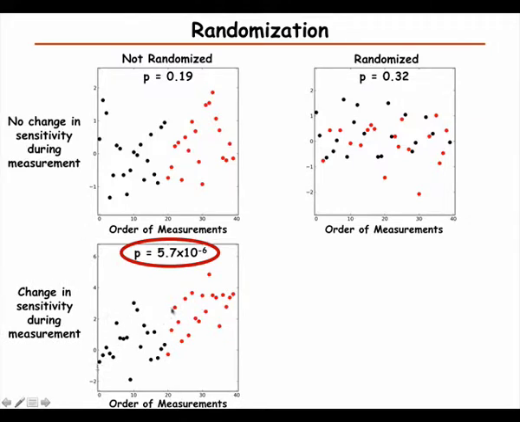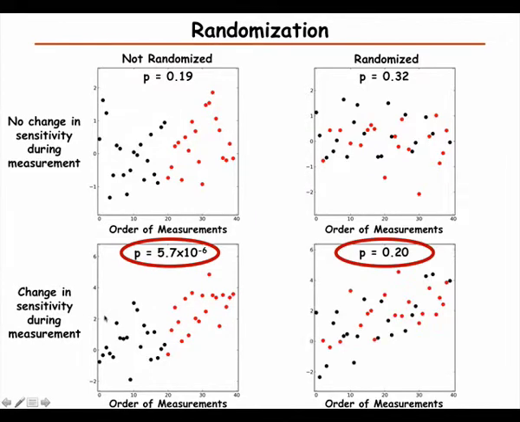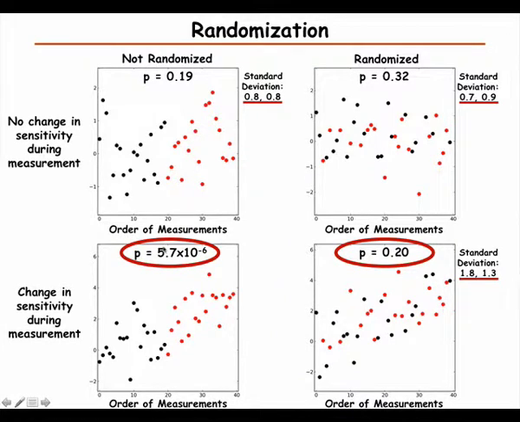But let's say that we have a linear change in sensitivity, so in this case the instrument becomes more sensitive after a while. If we don't randomize the order, we get a very low p-value, so there's seemingly a big difference here. But if we had randomized the order, we would have gotten a high p-value, although the standard deviations, of course, would have been much bigger, because we have this linear trend. And we definitely don't want this to happen, because we would get a false result. So that's why randomization is important.